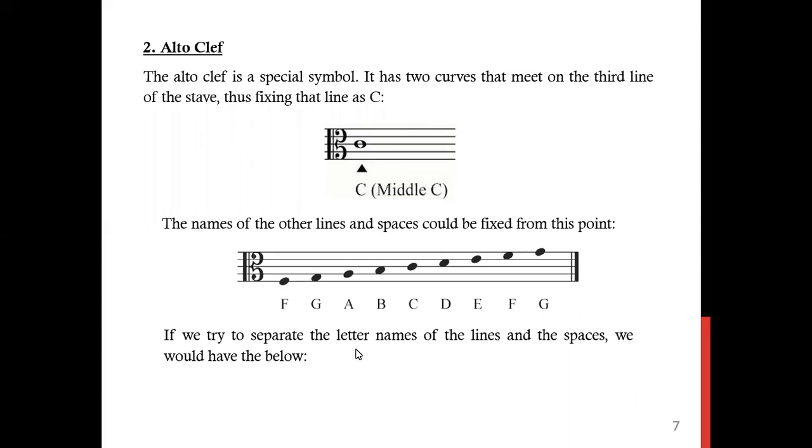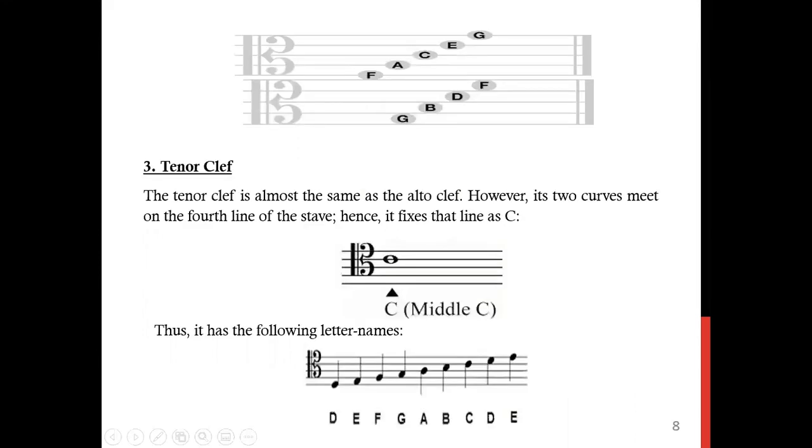Now let us see if you divide the lines from the spaces, what are you gonna have? You have F, A, C, E, G for the lines. Cross-check with your own now. And then the spaces are gonna be G, B, D, F. If you have labeled it correctly, that's what you're supposed to have.